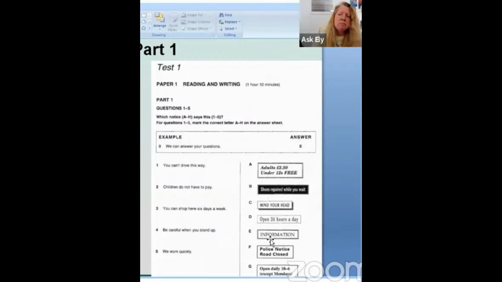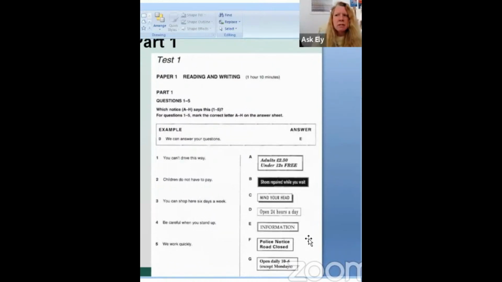Information? No, I don't think information. Police notice. Road closed. Do you see the key word? Do you see the word road closed? That could be it. Let's look at one more sign. The last one is open daily 10 to 6. We're talking about that? No. So it's letter F. You can't drive this way because the road is closed. So that's how we find the answers.